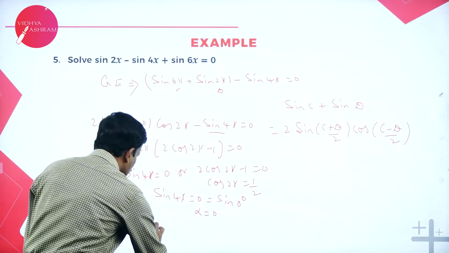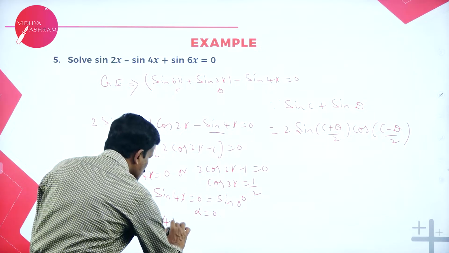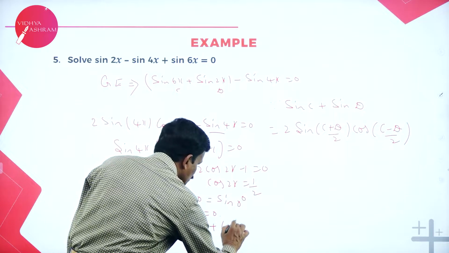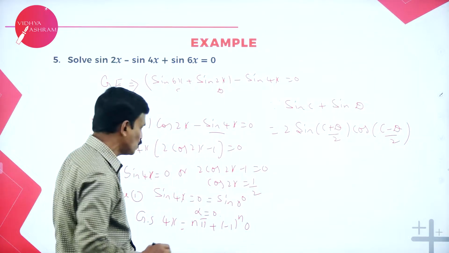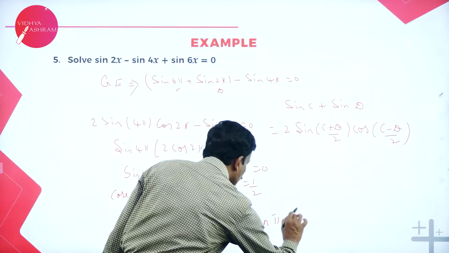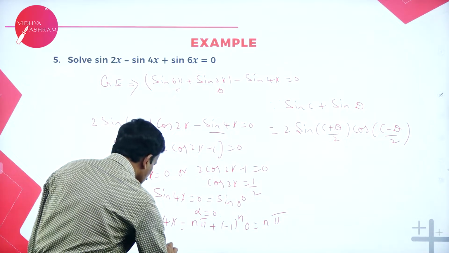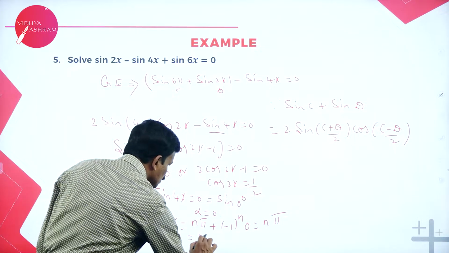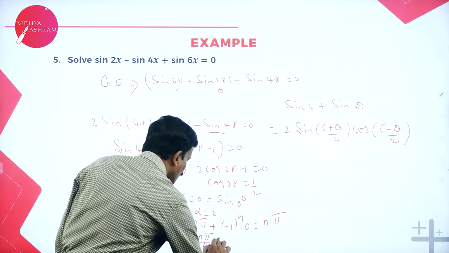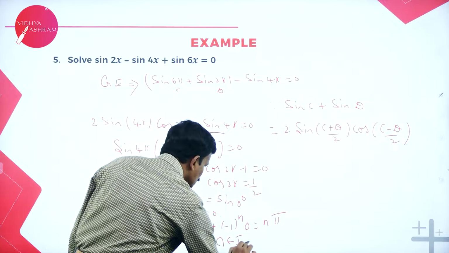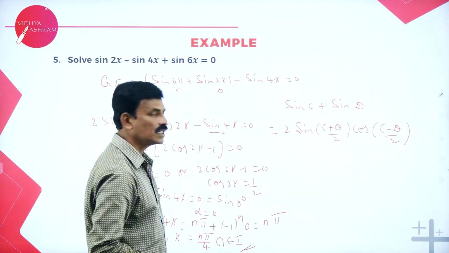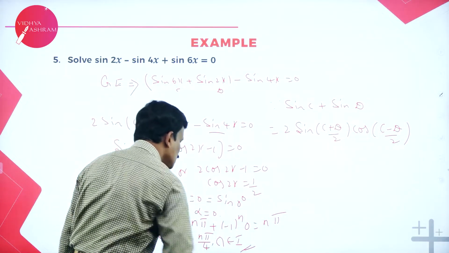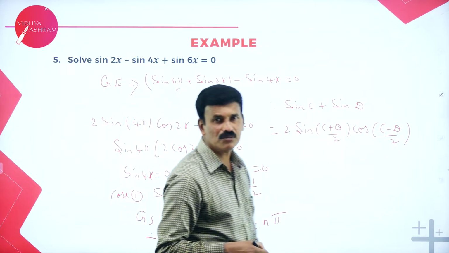Therefore, the general solution for this is 4x equals n pi plus minus 1 to the power of n into alpha, which is 0. So this can be written as n pi. If you divide by 4, you will get x is equal to n pi by 4, where n belongs to any integer. That is the general solution for case number 1.